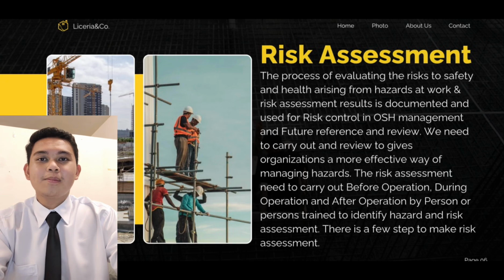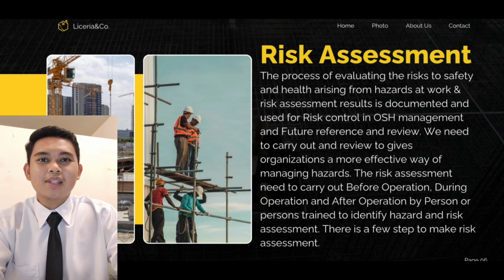Today I'm going to talk about risk assessment. Risk assessment is the process of evaluating the risk to safety and health arising from hazards at work, and the risk assessment result is documented and used for risk control in OSHA management and future reference and review. We need to carry out and review it to give the organization a more effective way of managing hazards. The risk assessment needs to be carried out before operation, during operation and after operation by a person or persons trained to identify hazards and assess risk.